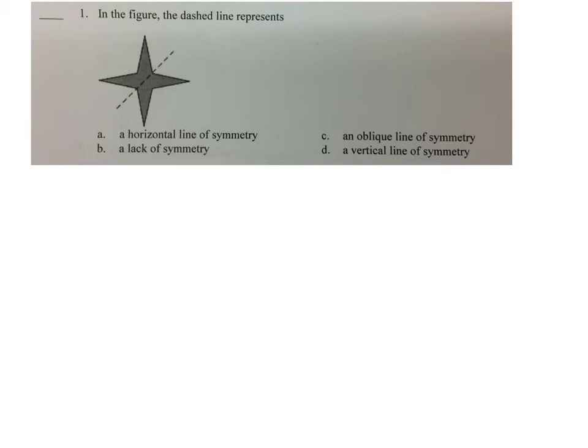So, you can think about when you make a person, and you fold a piece of paper over and you draw half the person. When you cut it out, you get the full person, right? So there's basically three ways to look at it.